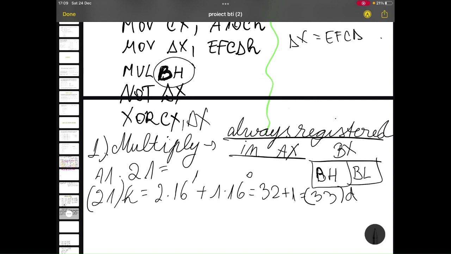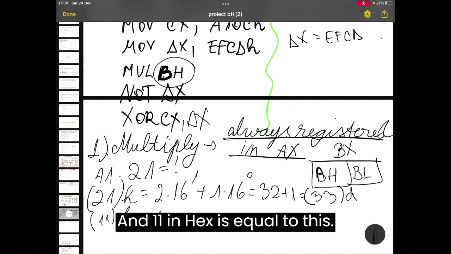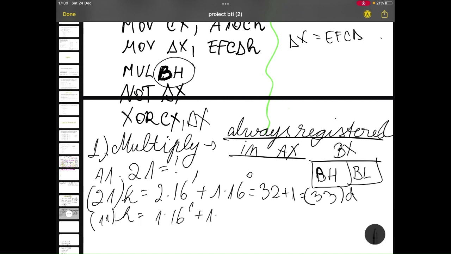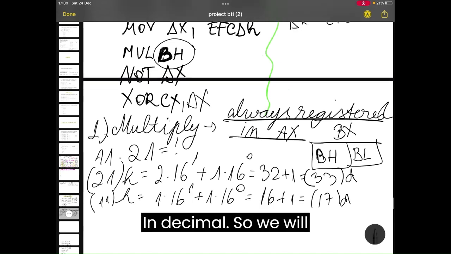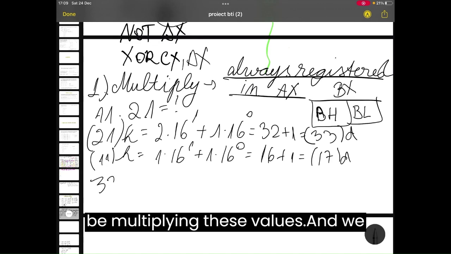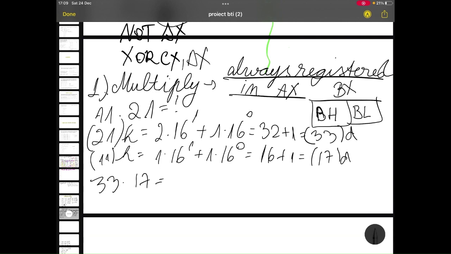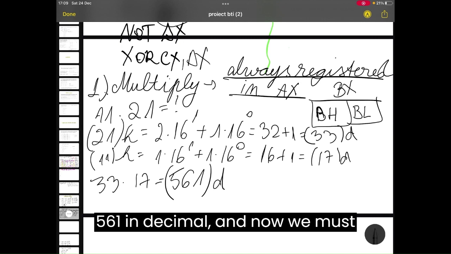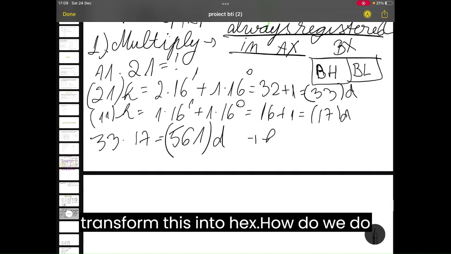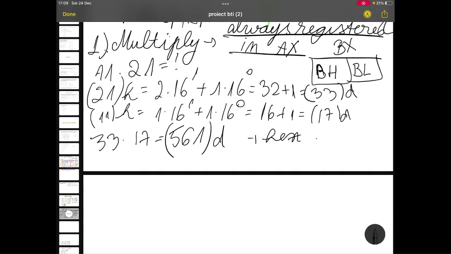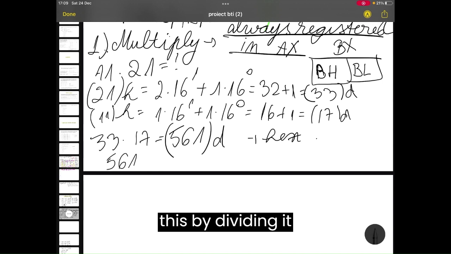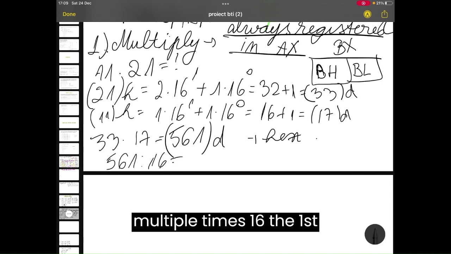In decimal. And 11 in hex is equal to this, in decimal. So we will be multiplying these two values, and we will get that they are 561 in decimal. And now we must transform this into hex. How do we do this? By dividing it multiple times by 16.